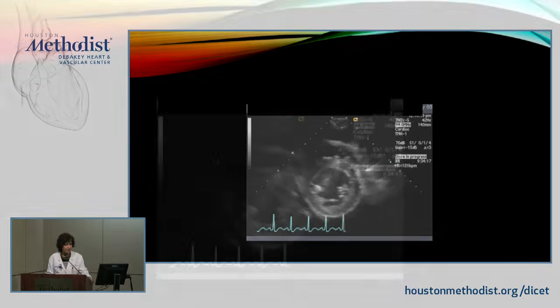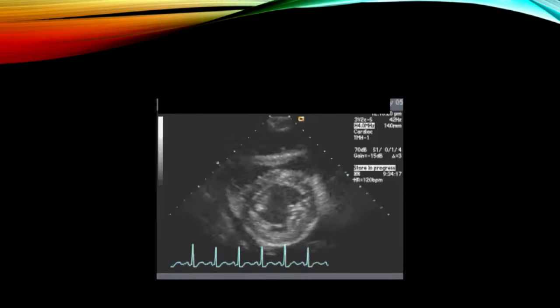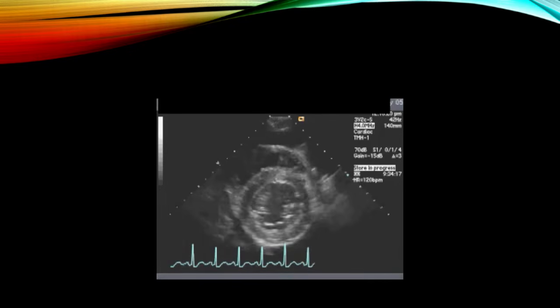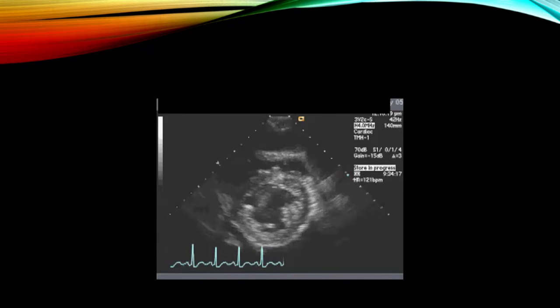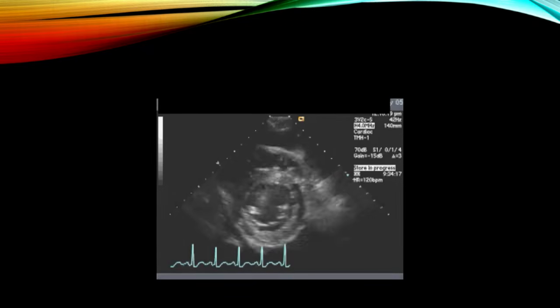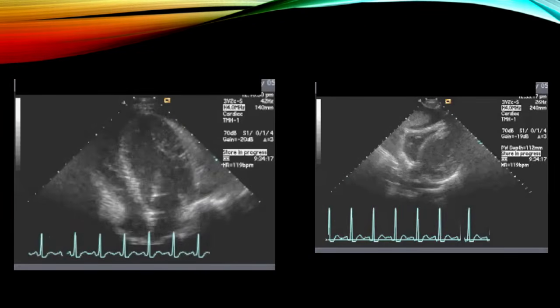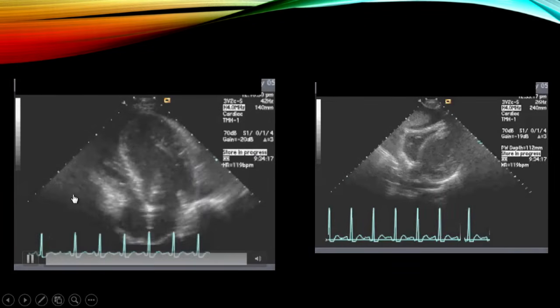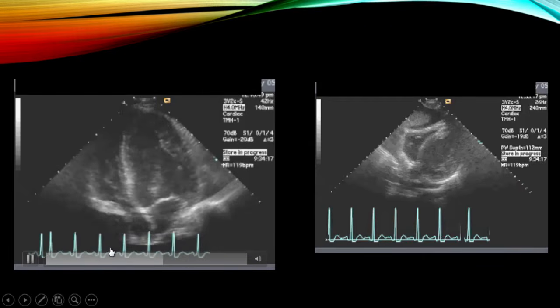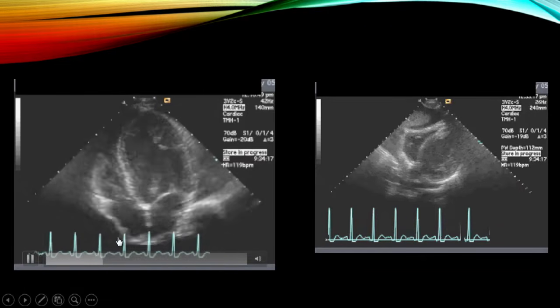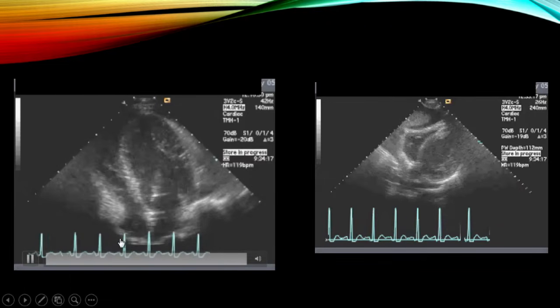This is another patient with most of the collection anteriorly. There's also some posteriorly, but you can see, beautifully in the short axis view, RV diastolic collapse. Again, in this view, I want you to look at this patient in the apical four chamber, and you are seeing a very wriggly motion of the right atrium.